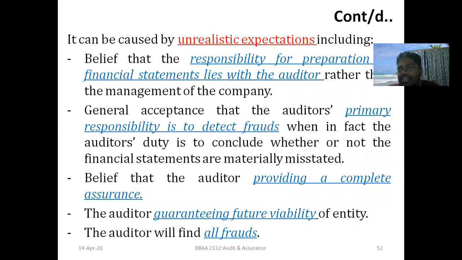For each reason, there is an example. There are four or five reasons. So for examples of the expectation gap, here there is something we discussed. These are the wrong expectations of the users. These are examples of the expectation gap.